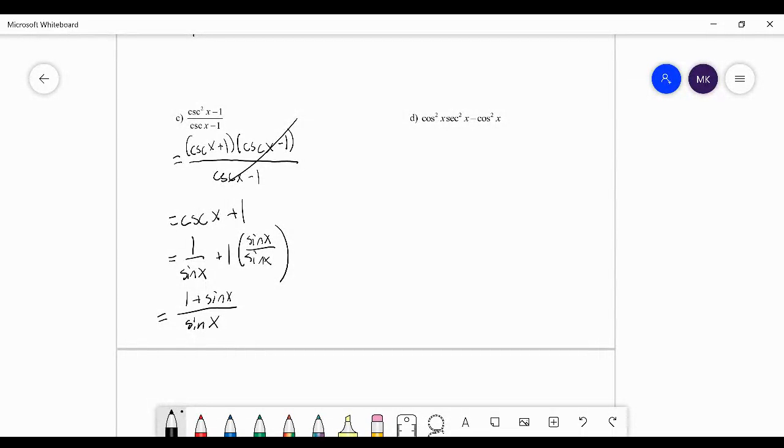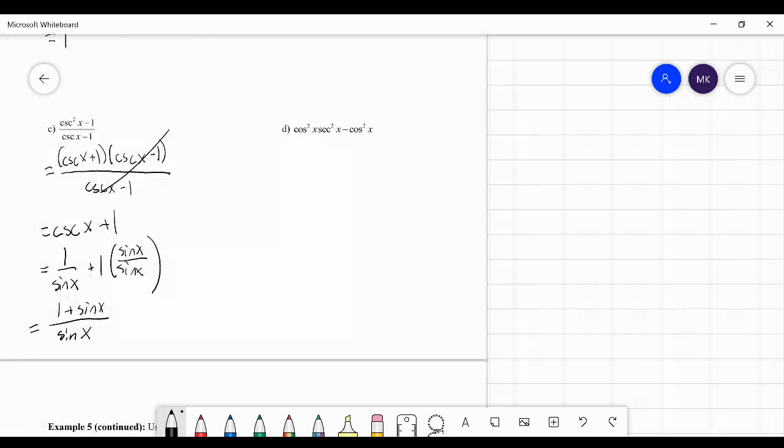If you don't know what I did to get from here to here, it was very simply just adding fractions. We ended up with 1 over sine x plus sine x over sine x. They have the same denominator, so we can just add the numerators. So we get 1 plus sine x all over sine x. All right. Part D.